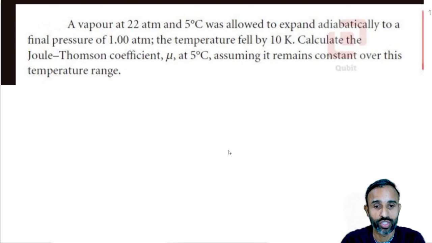Okay, next is adiabatic. A vapor at 22 atmosphere at 5 degrees Celsius was allowed to expand adiabatically to a final pressure of 1 atmosphere. The temperature fell by 10 Kelvin. Calculate the Joule-Thomson coefficient mu at 5 degrees Celsius, assuming it remains constant over this temperature range.